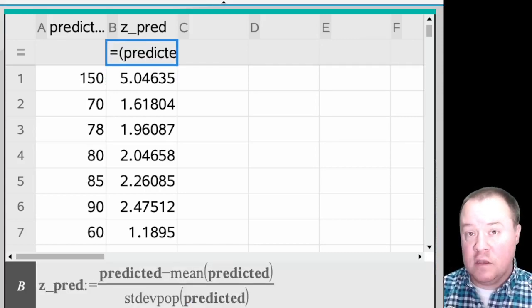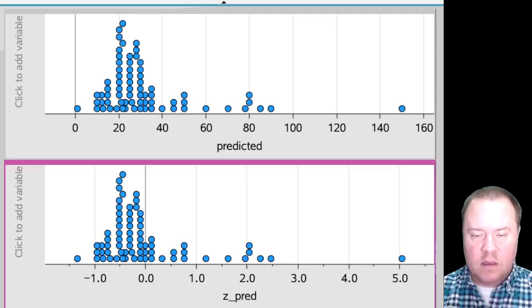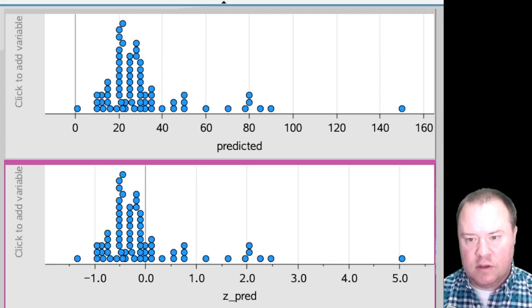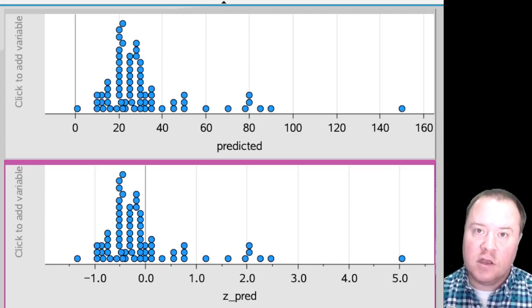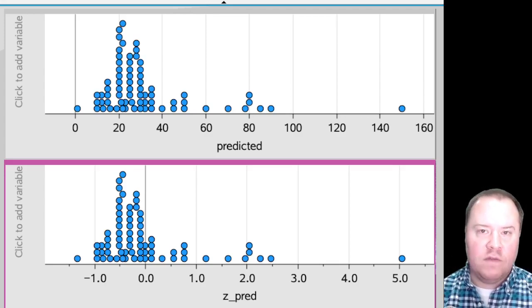And then we can plot these. And on the next page, I've created a plot of both the predicted and the z-scores of the predicted. And one thing you'll notice is that the plots look identical. The distributions look the same. They have the same shape.